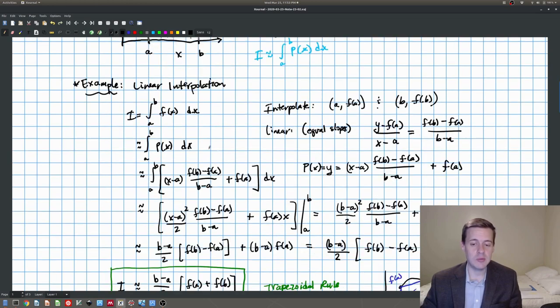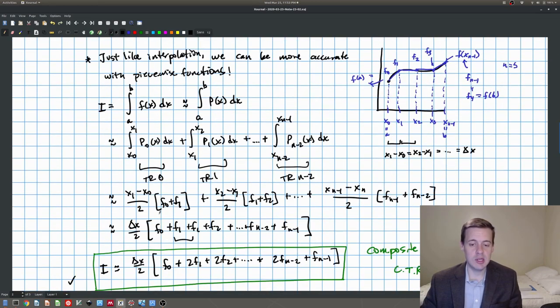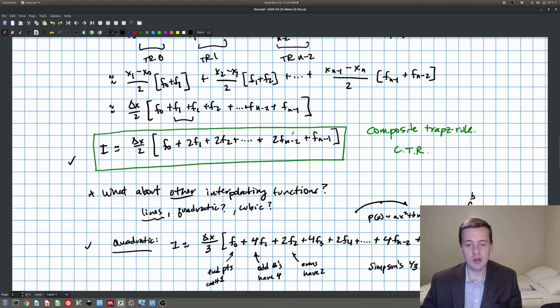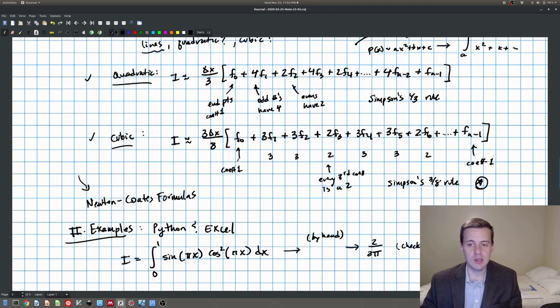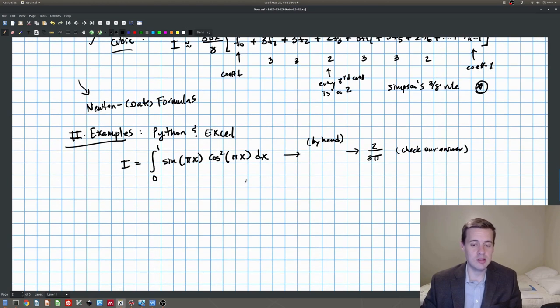Then we took those and plugged them in and actually did the integral, and we came up with these rules. Depending on the kind of interpolation we did, we either got the composite trapezoidal rule or the composite Simpson's rules with either quadratic or cubic functions. And I said cubic are particularly nice. And we did an example in Python and Excel.